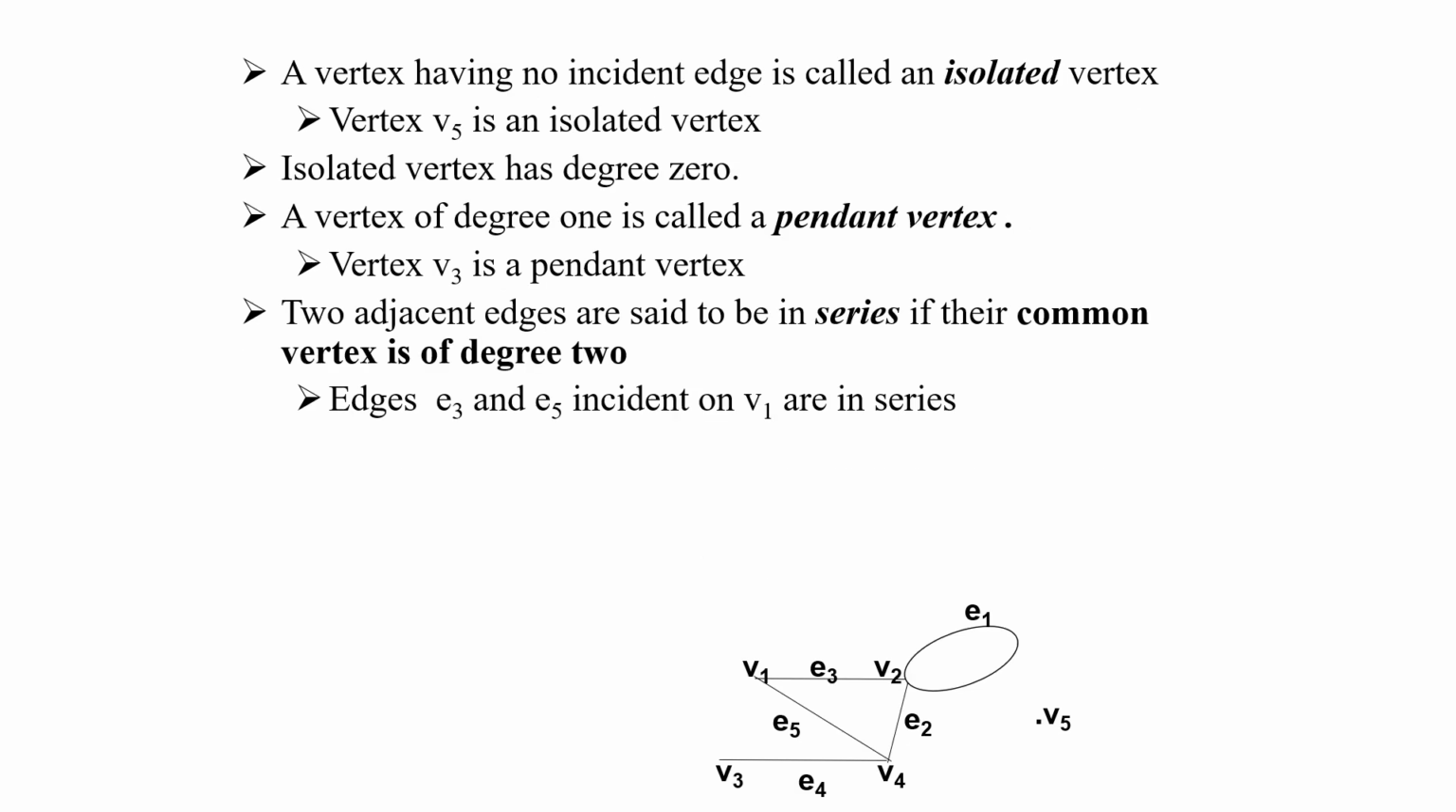A vertex having no incident edge is called an isolated vertex. In the given graph, vertex V5 is an isolated vertex. An isolated vertex has degree 0. A vertex of degree 1 is called a pendant vertex. In the given graph, vertex V3 is a pendant vertex. Two adjacent edges are said to be in series if their common vertex is of degree 2. Here, edges E3 and E5 incident on V1 are in series.